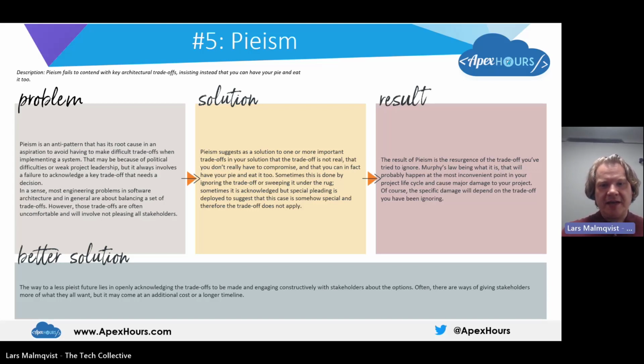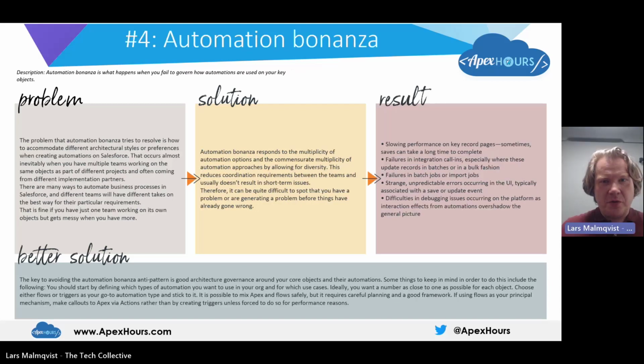So that is the Piism scenario, and that brings us to our next anti-pattern. Number 4, automation bonanza. This is a disturbingly common anti-pattern on the Salesforce platform, and often also an anti-pattern that is unique to Salesforce, or at least almost unique to Salesforce. And it arises when there is a lack of governance about how automations are used on key objects in your Salesforce org. So it is essential to understand this anti-pattern and learn how to avoid it if you want to have a performant and maintainable Salesforce implementation.